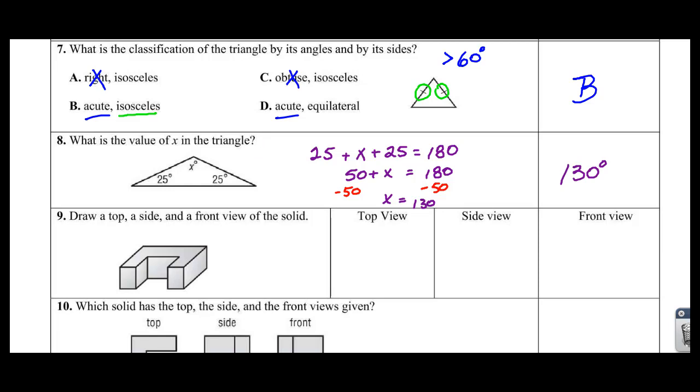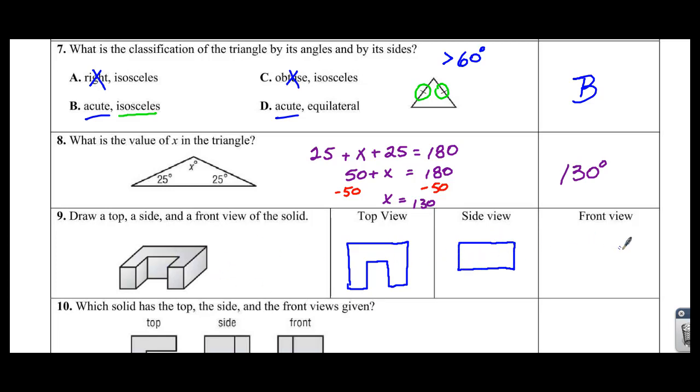Number 9. Okay, the fun of drawing. Draw the top, the side, and the front view. Well, the top view looks like this. That's what you would see looking down from the top. Yours is also correct if it's turned the other way around, if the opening is at the top. That's fine. What's the front view look like? Oh, the side view. Side comes next. Well, the side view would be a rectangle.